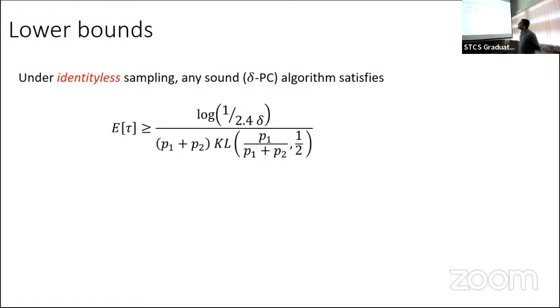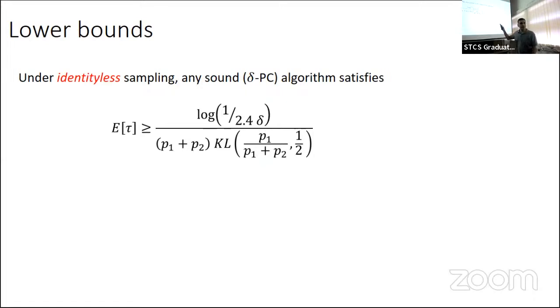Under identity-less sampling, here is a lower bound on the expected number of samples required by any sound algorithm. So you impose soundness. Those are the only algorithms that are interesting to us. And then we are saying that any algorithm requires at least on average these many samples. Okay.